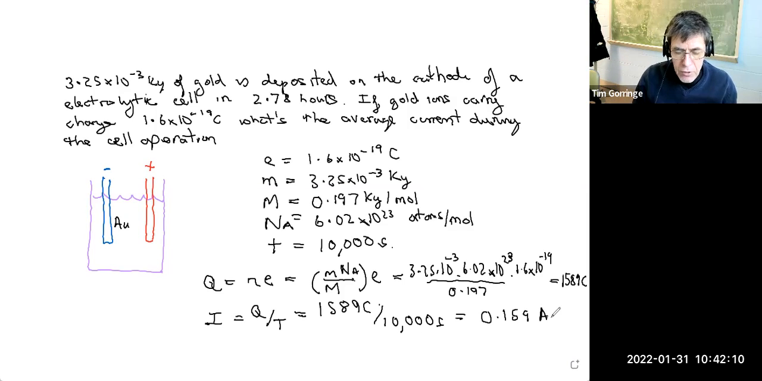Anyway, that was an example of a problem that at its heart involved the definition of current as the flow of charge in some interval of time, and us calculating a current by dividing an amount of charge by a length of time. Probably the most challenging bit on this problem was to read and understand the question and what we're told in the question, and use that information to calculate the charge of the gold ions that were deposited from the information which was given, which was the mass of gold that was deposited.